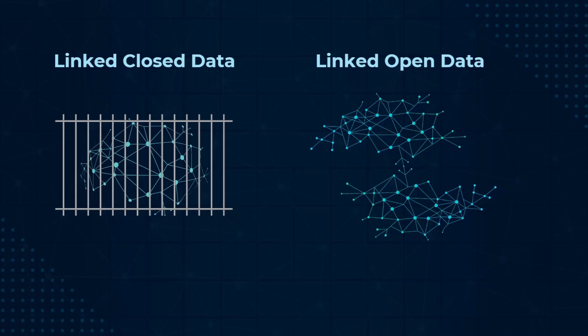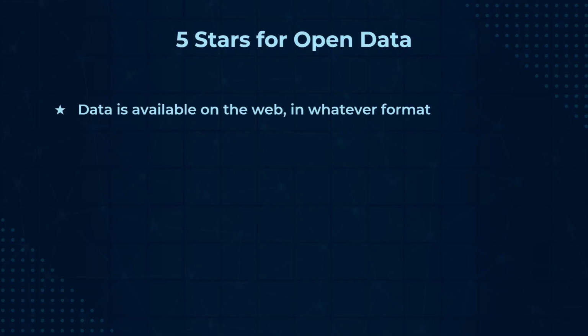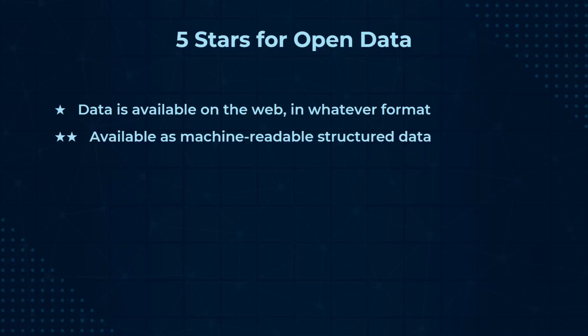One of the strengths of linked open data is that it fosters collaboration and innovation by allowing unrestricted access to data. To assess the quality of openness of your linked data, a 5-level concept has been suggested by Tim Berners-Lee, also called the 5 stars for open data. First, data should be available on the web, in whatever format. Second, the data should be available as machine-readable structured data. The third star is the data should be available in a non-proprietary format.